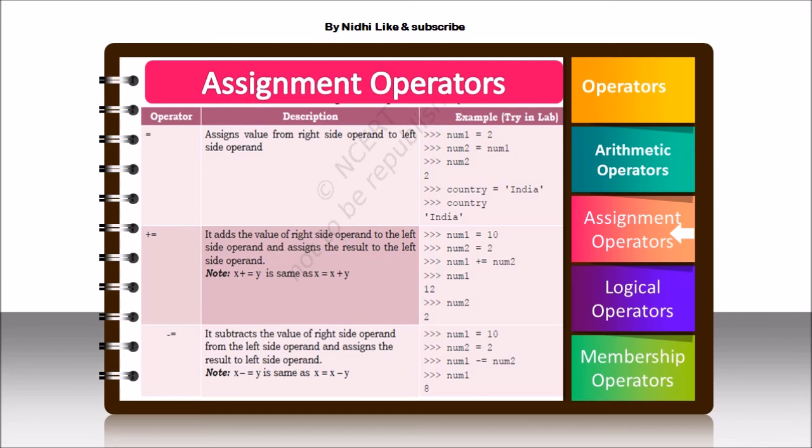See, 2 is assigned to num1 and num2 is again assigned with num1. That is, num2 is also having value 2. And we are having a string country, in that we are assigning a value India. So if we are printing country, it will give you India. Now the next assignment operator is plus equal to.